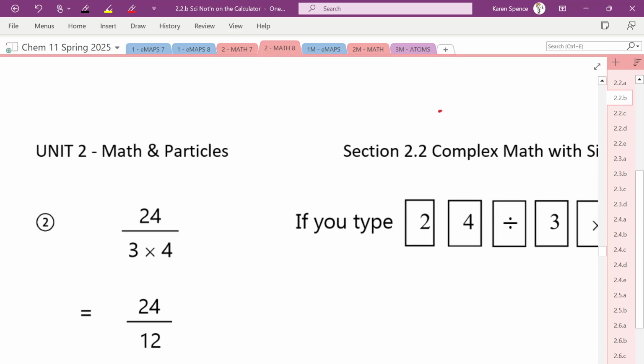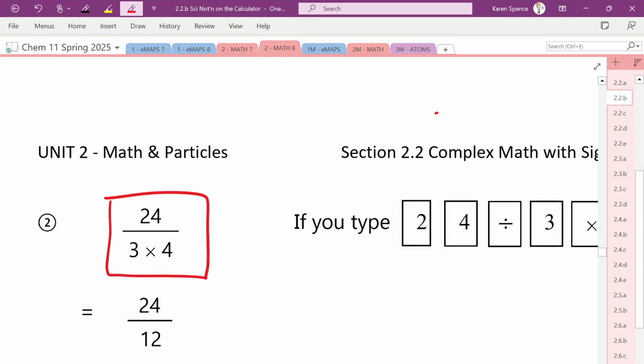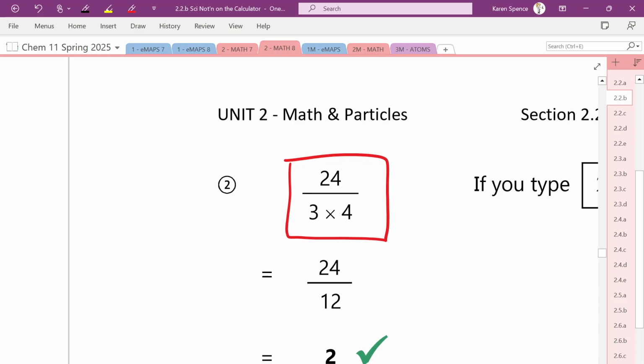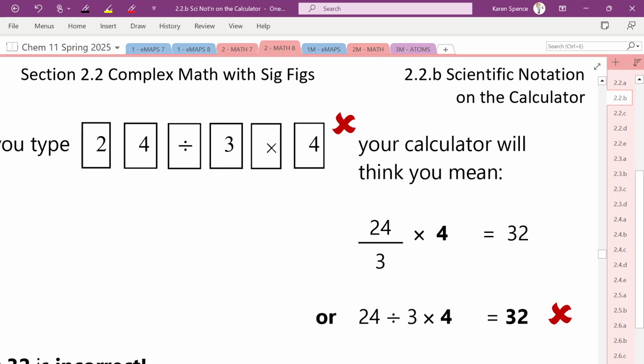I would like everybody to try typing in this so that you get the right answer: 24 divided by 3 times 4. If you get 2, you're good. If you get 32, you're wrong.